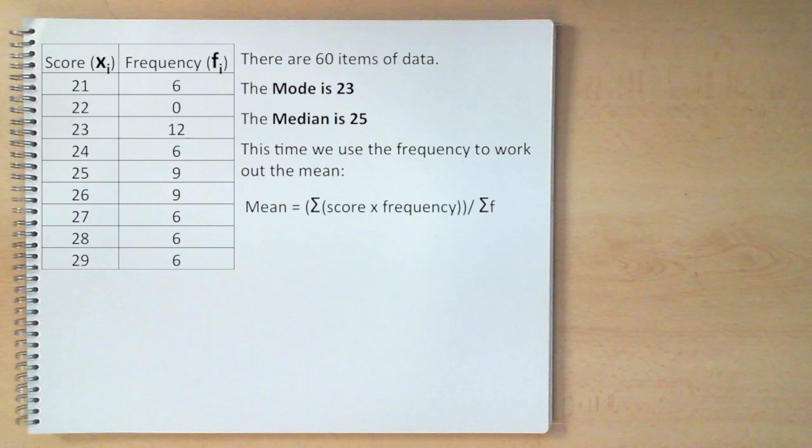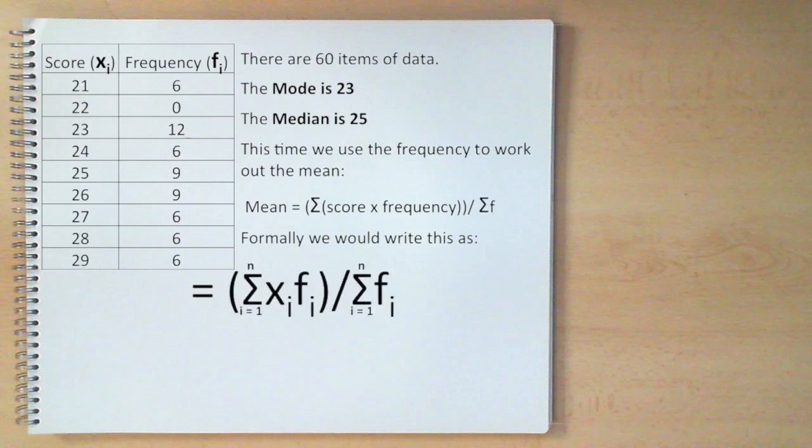We're going to say that the mean is equal to the sum of the score times the frequency divided by the sum of all the frequencies. We can write this down more formally as follows, or as sigma from i equals 1 to n of xi times fi, all divided by sigma from i equals 1 to n of fi. If you can't see exactly what this means, go back to the beginning of this video and look and see how we got to that particular equation.